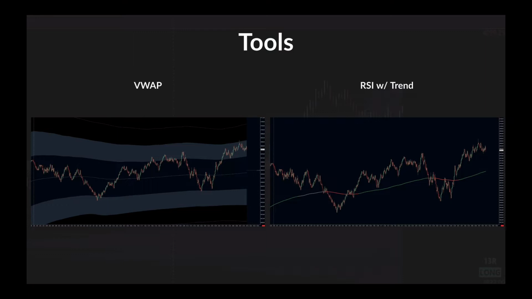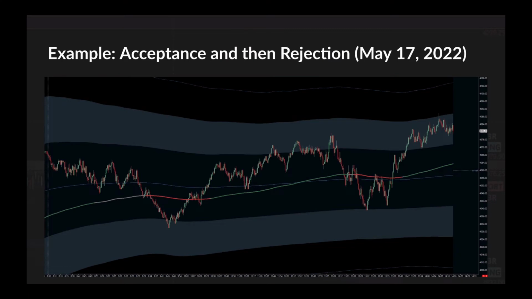But with VWAP, that is a core tool that, again, I think I showed a little bit of that when discussing narrative, but there's also an intraday VWAP to look at as well. So again, going back to auction market theory, VWAP is a really popular tool as part of AMT. So let's first start looking at VWAP as an example.